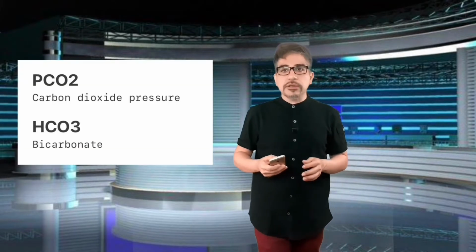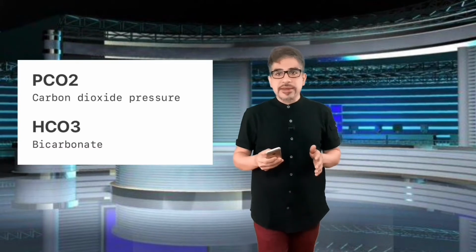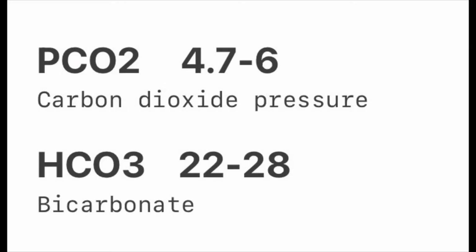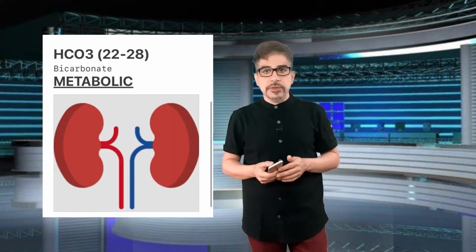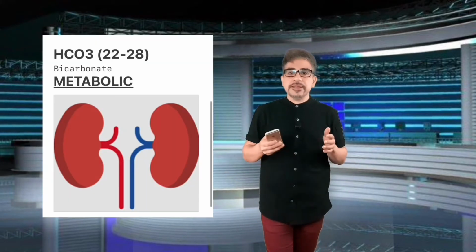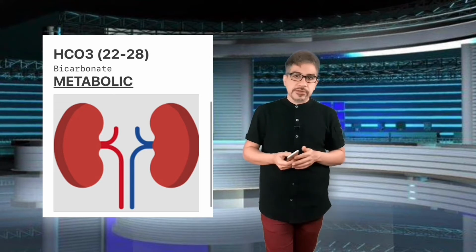The two major players in the acid-base game are CO2 pressure and bicarbonate. These are the body's tools to maintain the acid-base balance. The normal range for an arterial PCO2 is 4.7 to 6. The normal range for bicarbonate is 22 to 28. Carbon dioxide is obviously a respiratory parameter. Bicarbonate, on the other hand, is a metabolic component managed by the kidneys.